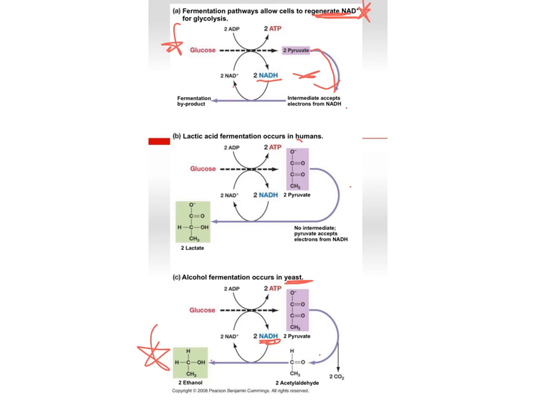In bacteria and animals, what we get is lactic acid. Okay, so lactic acid fermentation is called that because its end product is lactic acid. Alcoholic fermentation is called that because its end product is alcohol.